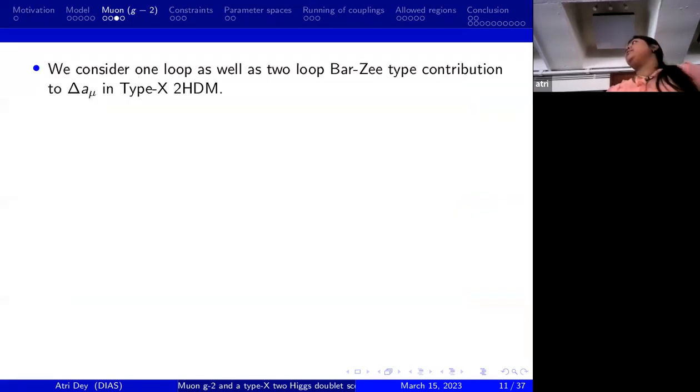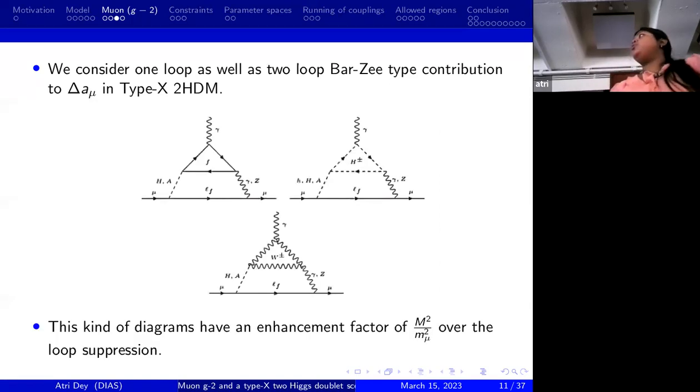Along with this, in the type-X two-Higgs-doublet model, we have an extra CP-even Higgs, an extra CP-odd Higgs, and an extra charged scalar. So there are extra diagrams which can contribute to the muon g−2. These are the major diagrams in the type-X two-Higgs-doublet scenario which can explain the muon g−2 with good agreement with the experimental data. We also have one-loop diagrams in this scenario.